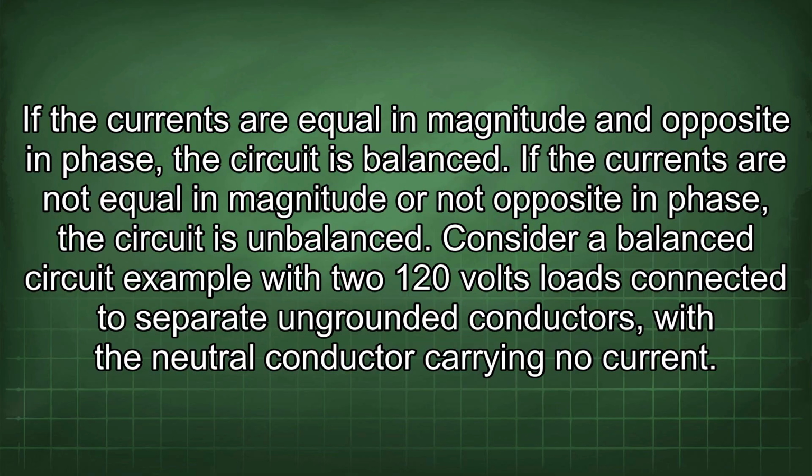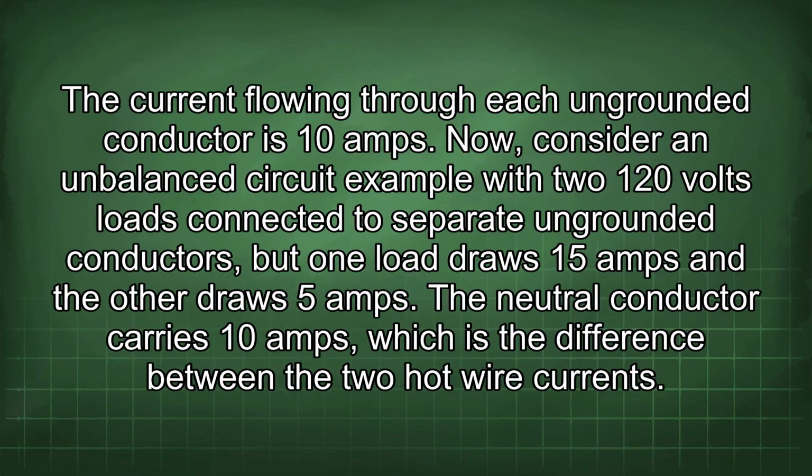Consider a balanced circuit example with two 120 volt loads connected to separate ungrounded conductors, with the neutral conductor carrying no current. The current flowing through each ungrounded conductor is 10 amps. Now, consider an unbalanced circuit example with two 120 volt loads connected to separate ungrounded conductors, but one load draws 15 amps and the other draws 5 amps. The neutral conductor carries 10 amps, which is the difference between the two hot wire currents.